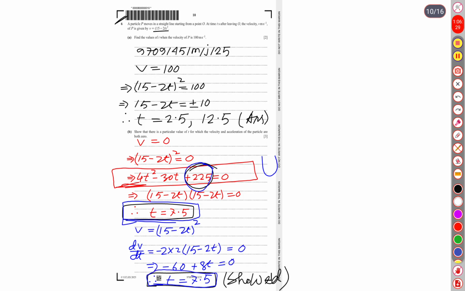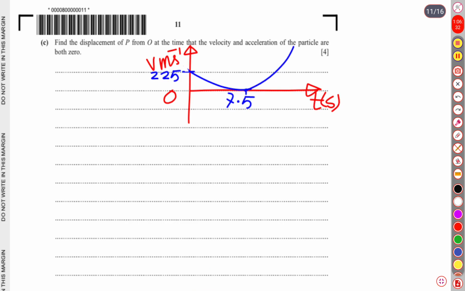So all this information should be inserted there. This is how the curve will look like. Look at this, at 7.5 the particle is at 0. At the same time, at 7.5 seconds, the acceleration was also 0 because this is the turning point. Well, now we'll have to find v is equal to (15 minus 2t) whole square. Now we require the displacement, so s is equal to, we will have to integrate.